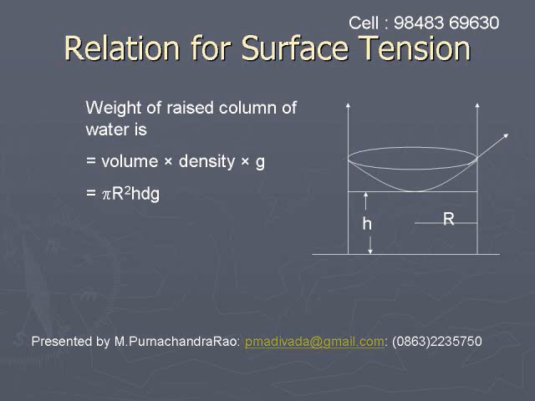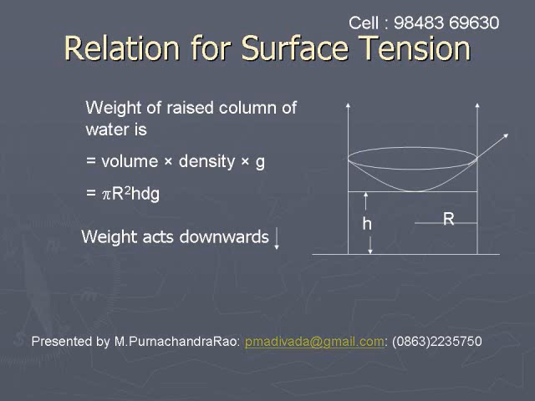So, volume is pi r square h, d is the density of the liquid, and g is acceleration due to gravity. This is the weight of the liquid. This weight acts in the vertically downward direction. The force due to surface tension acts in the upward direction and the weight acts in the downward direction.